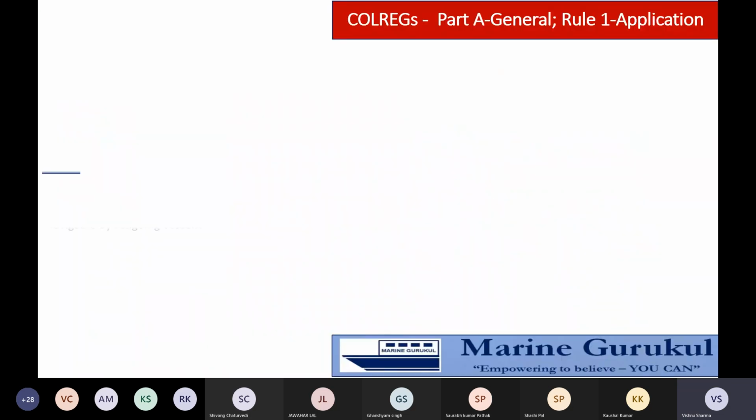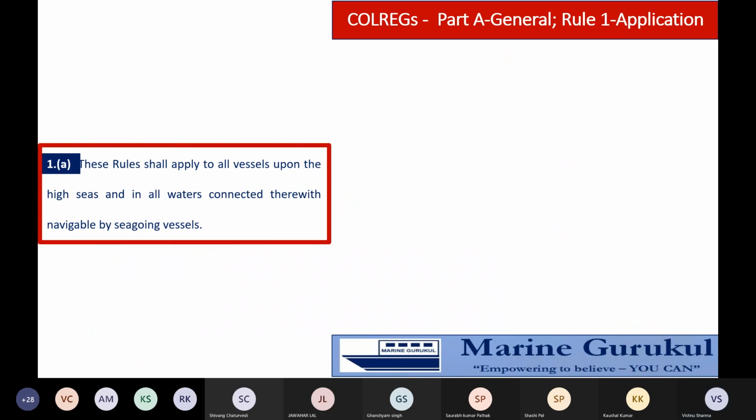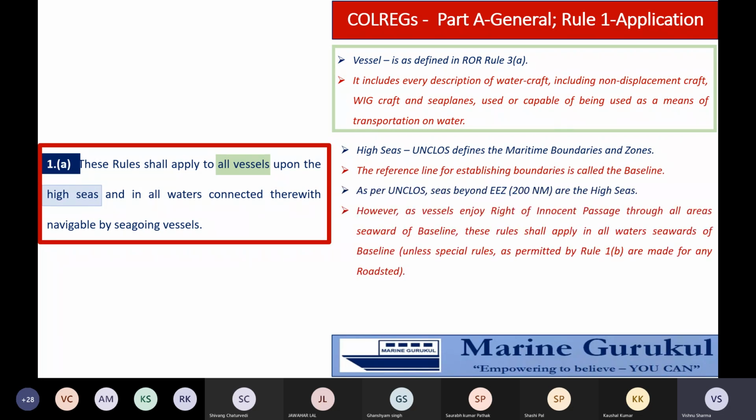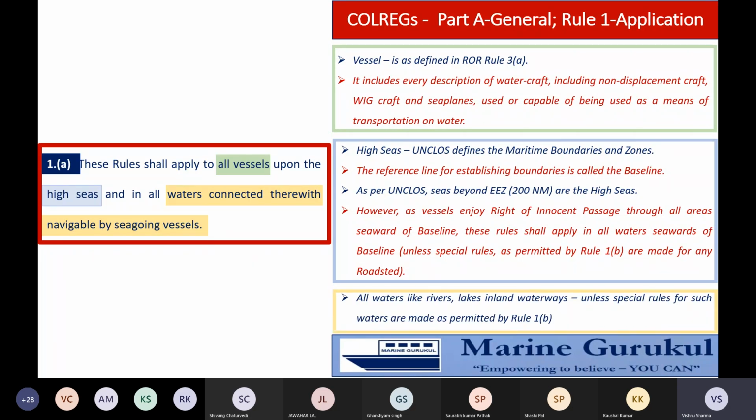See this one. This is rule 1A, verbatim. Then what you need to know here is the meaning of vessel, all vessels. So there you see you have the explanation for the vessel. Then you have the high seas, and the explanation for high seas, which of course would come in video form. I'm just trying to put the stuff together. And then you need basically navigable by seagoing vessels, and its explanation comes here. So do you think this sort of presentation would be helpful in understanding the rules better?